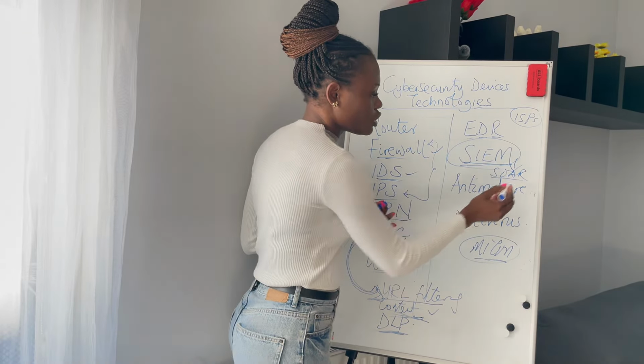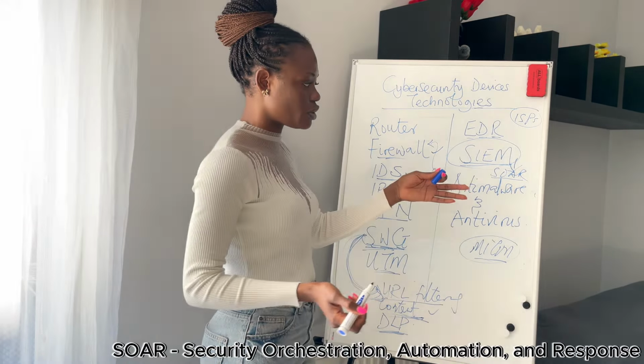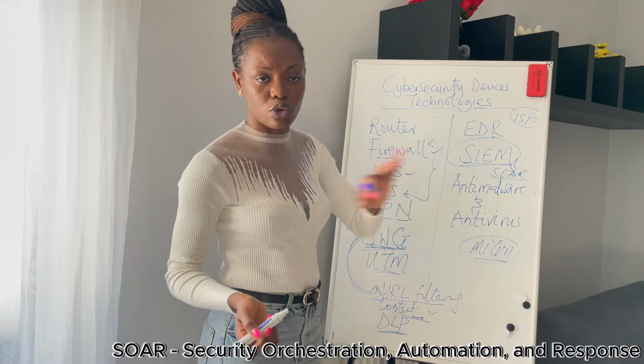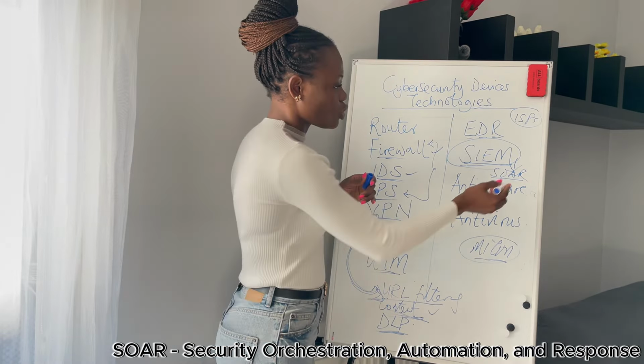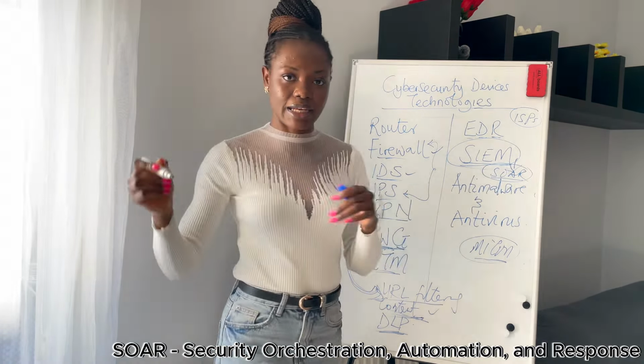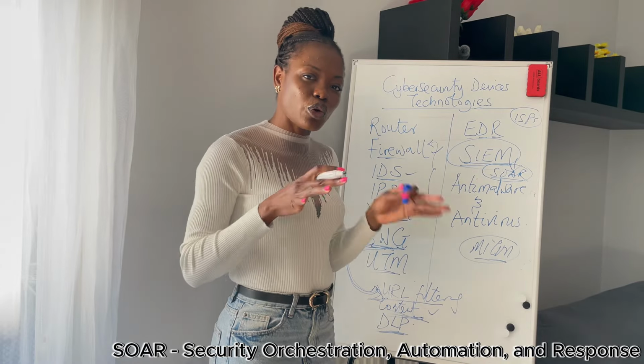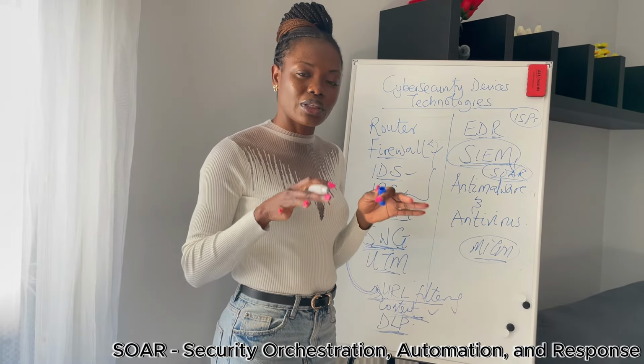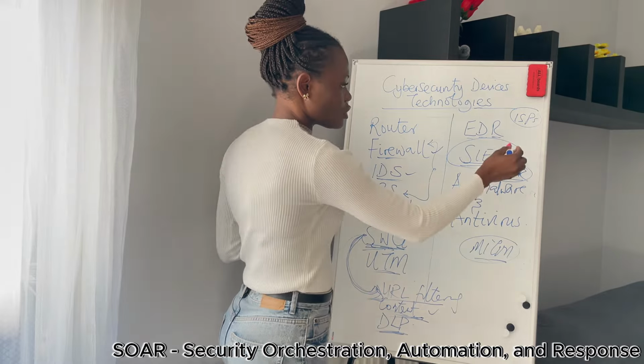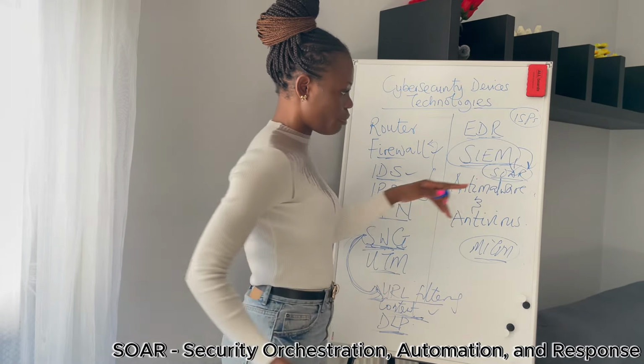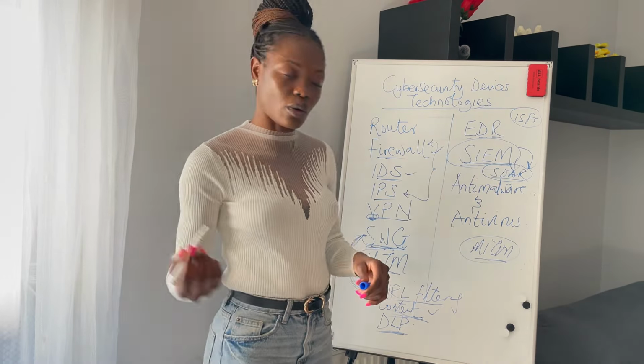there is a tool called the SOAR tool. It has to do with automation. So security orchestration, automation, and response. Usually this uses something like AI to respond to incidents that can be responded to without human intervention. And so companies sometimes use a combination of both.